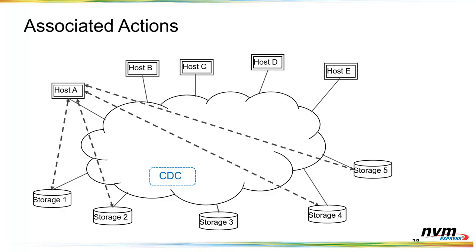Let's look at what happens when we are looking at the fabric. You have the CDC and you update zoning on the CDC in order to remove this connection. Once the updated zone group Florence gets activated, the CDC will send an asynchronous event notification to the host.